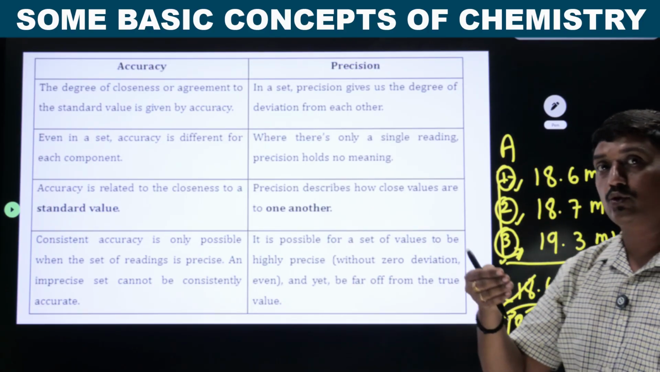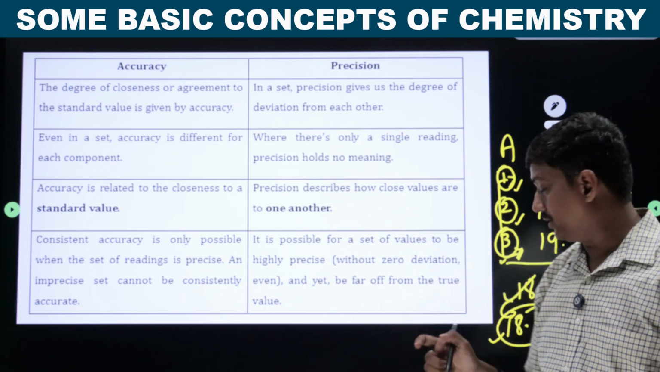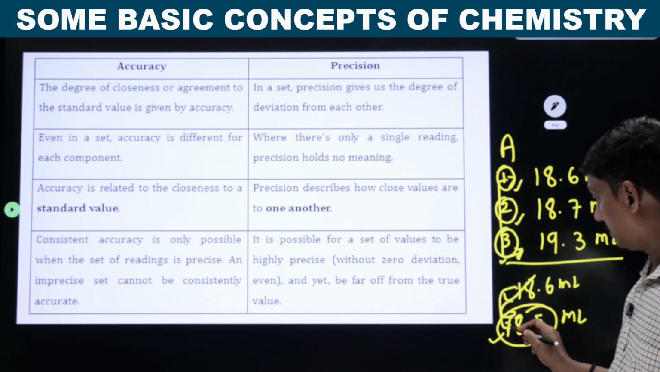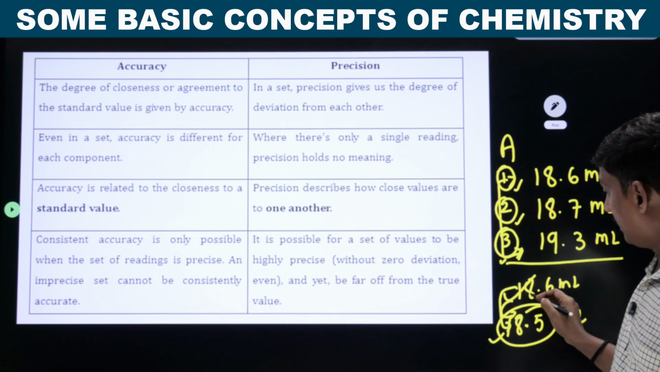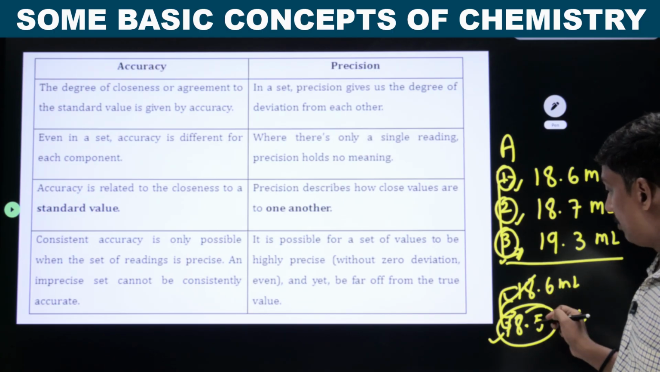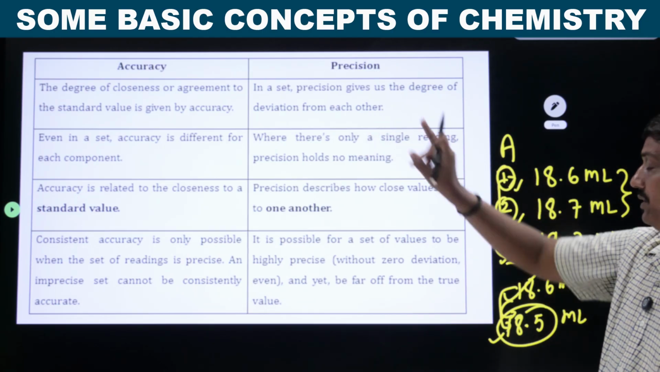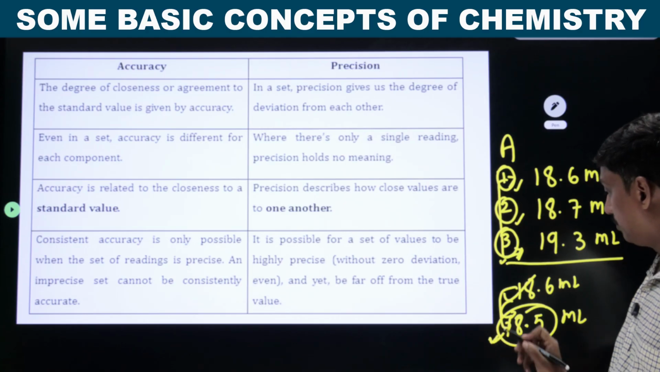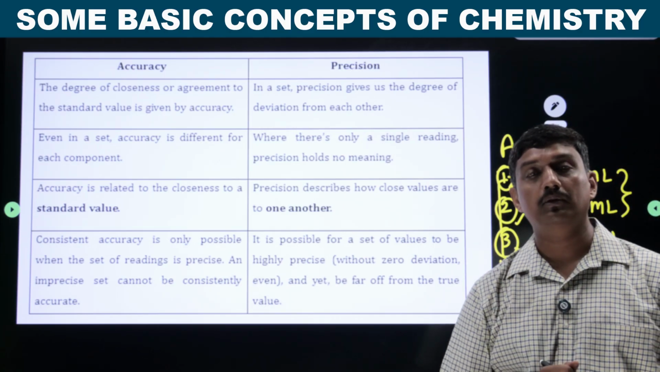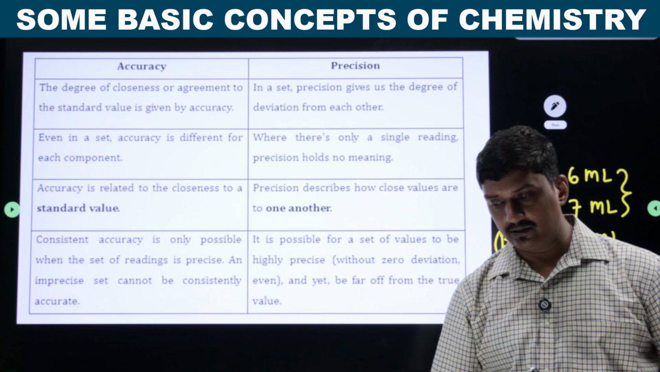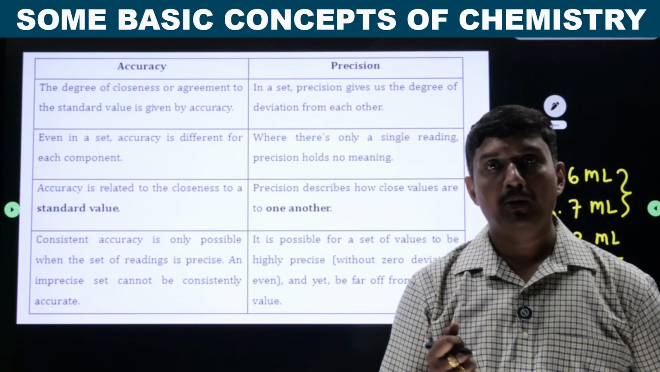Whatever value the student presents to the teacher, 18.6 is also matching with 18.5. So 18.6 and 18.5 are both precise, but the expected value should be 18.5. Why should we be so particular over just 0.1, 0.2, 0.3?